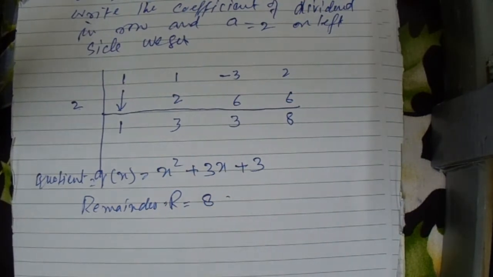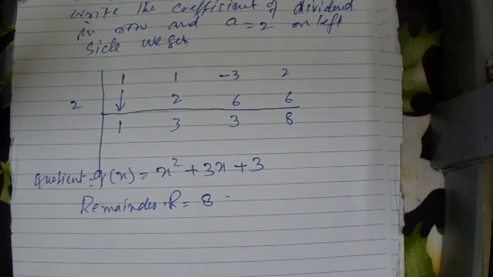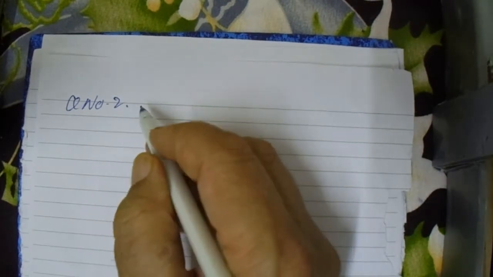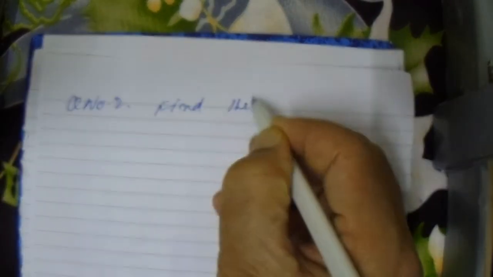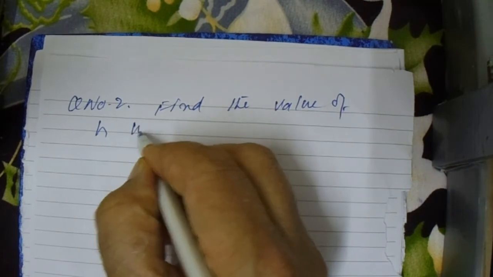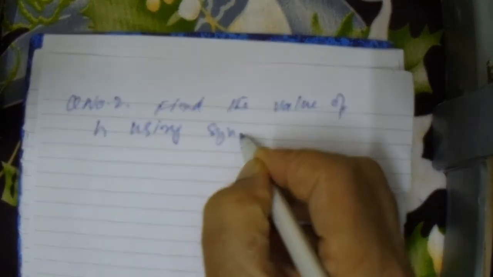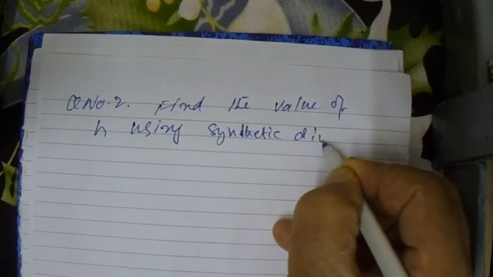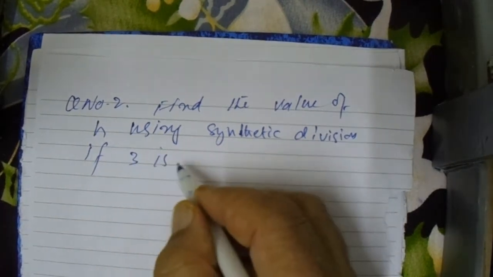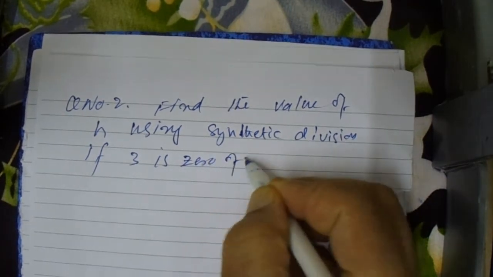Now we write the second question. This is our second question, question number 2 of this exercise: find the value of h using synthetic division if 3 is the zero of the polynomial.